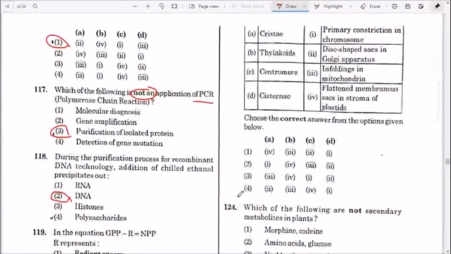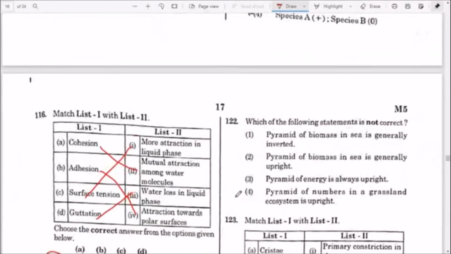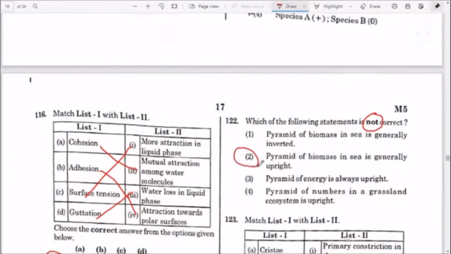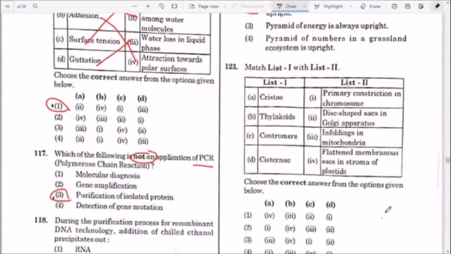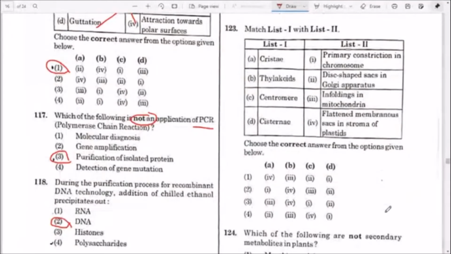Next, question number 122. Which of the following statements is not correct? Dear students, please pay attention. Not correct. It is pyramid of biomass in sea is generally upright. No. So it is not correct. Match list 1 with list 2. Cristae, thylakoids, centromere and cisternae. Primary constriction in chromosome, disc-shaped sacs in Golgi apparatus, infoldings in mitochondria, flattened membranous sacs in stroma of plastids. Choose the correct answers from the options given below.